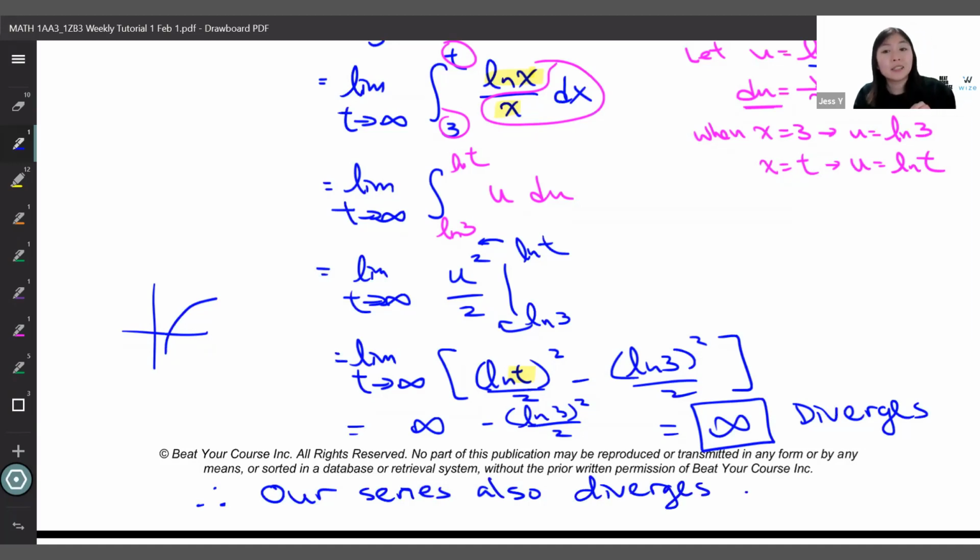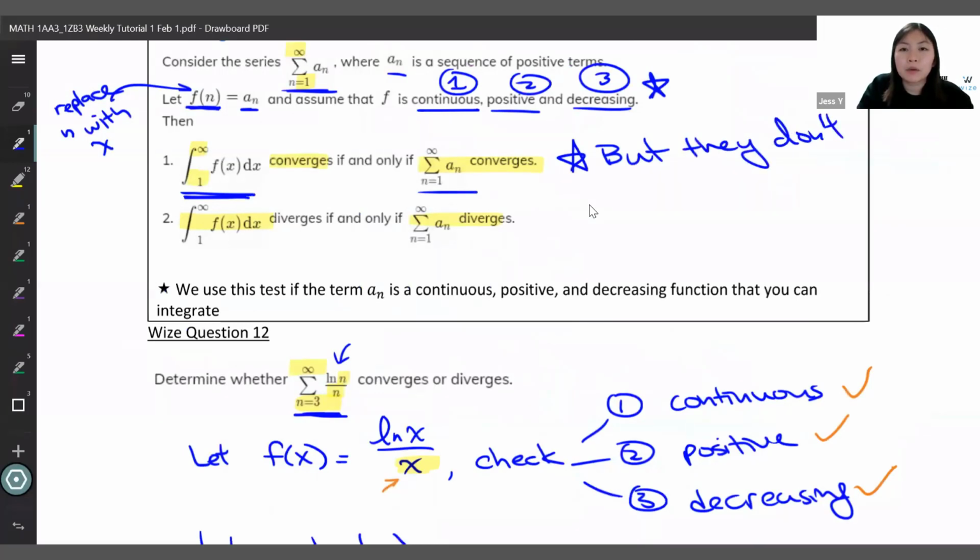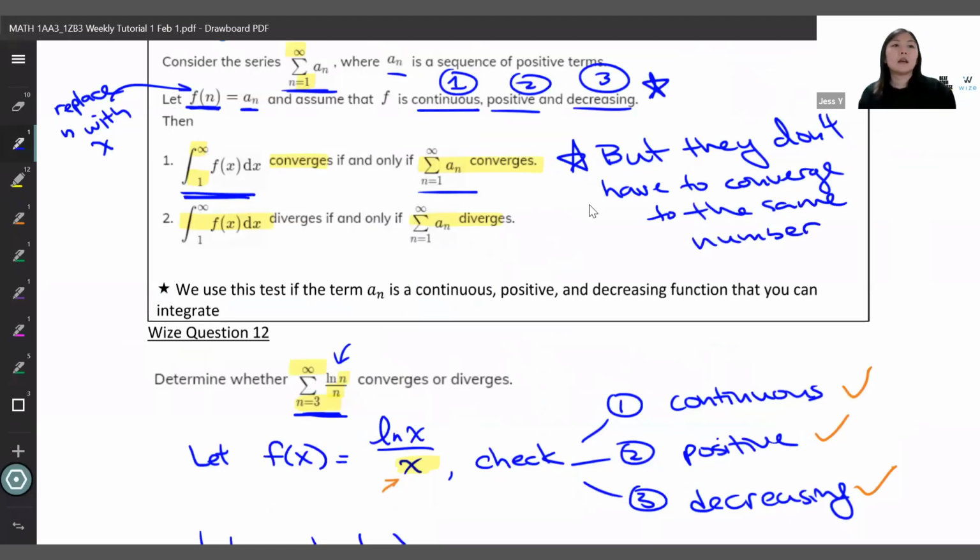Okay. But if instead you ended up with a single number, for example, the improper integral equals 3, then we would say that, since the improper integral converges, our series also converges. But be very, very careful here. I'm going to scroll back up because I want to point this out and you guys to write this down. If the improper integral converges, yes, we know that the series converges, but they don't have to converge to the same number. So don't assume. Let's say you got that the improper integral converges to 5. All we know is that the series also converges.